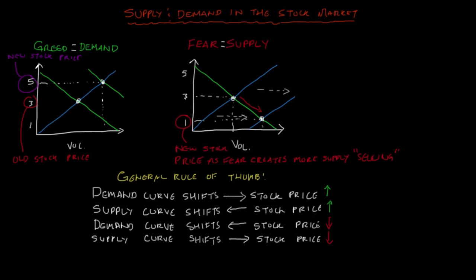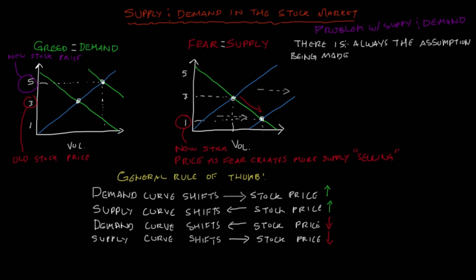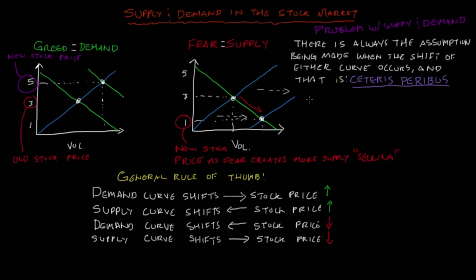One of the problems with this economic model of supply and demand is that, like almost everything in economics, it's all theoretical. There is always one assumption being made when there is a shift in either curve, and that is other things being equal, also known as ceteris paribus. I know it kind of sounds like words from a Harry Potter spell, but it's a Latin term that delineates all variables are assumed to remain constant.